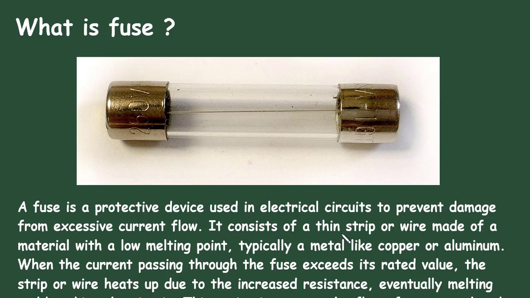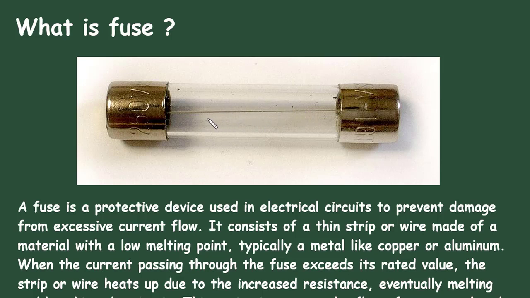Now here we can see it consists of a thin strip or wire made of a material with a low melting point. So this wire or this conductor has a very low melting point. Typically a metal like copper or aluminum is used.